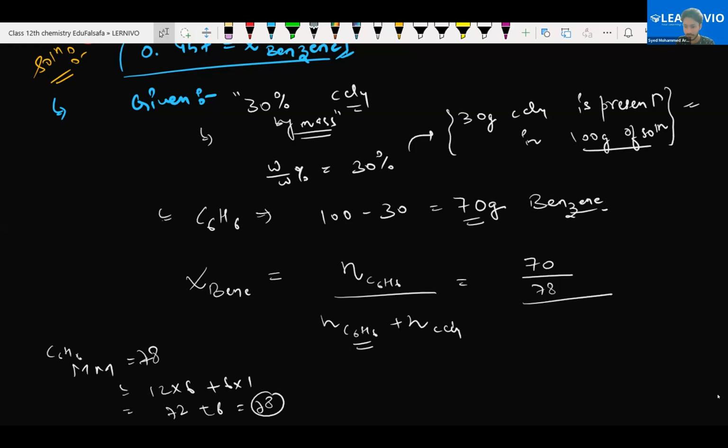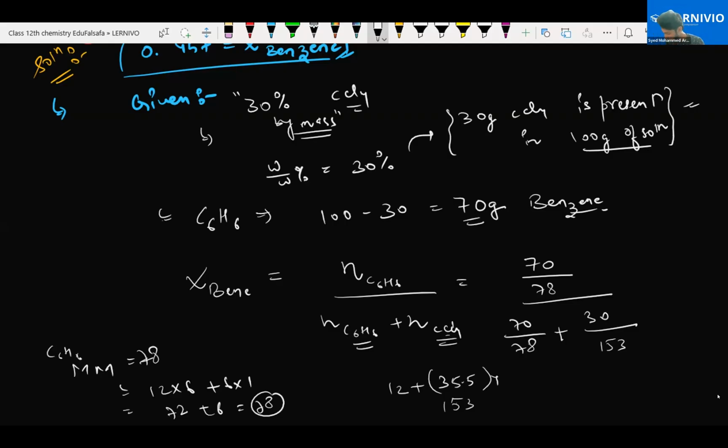And same thing here, 70 upon 78 plus 30 upon the molar mass of CCl4. What is the mass of chlorine? Atomic mass of chlorine is 35.5 multiplied by 4. Let me just use the calculator for faster calculation. So 35.5 multiplied by 4 equals 142.